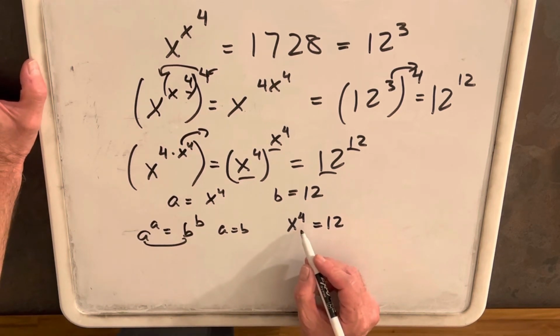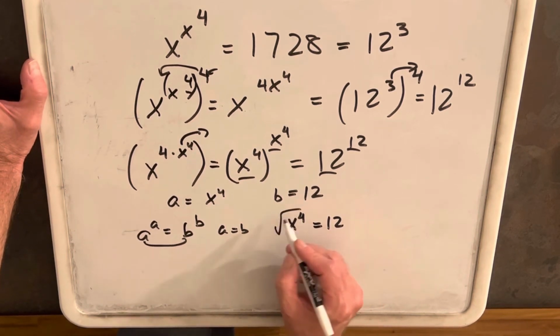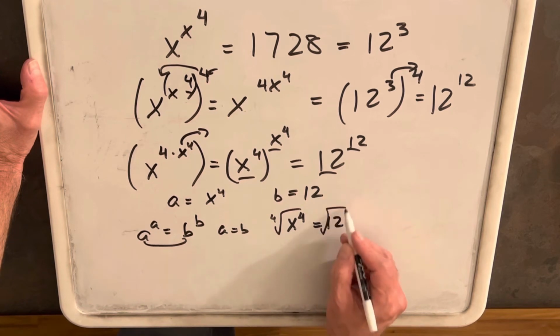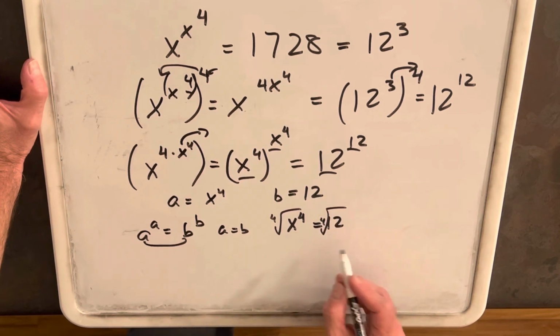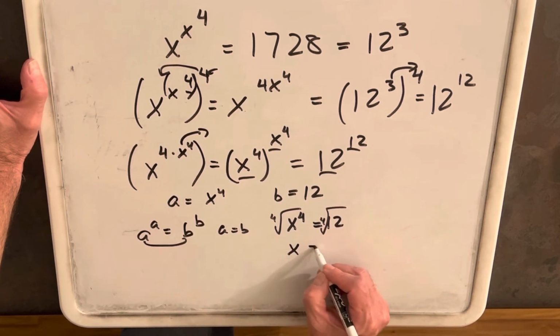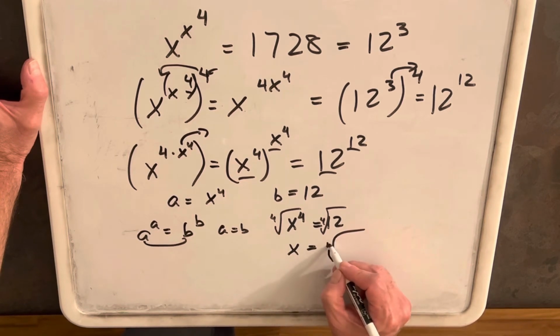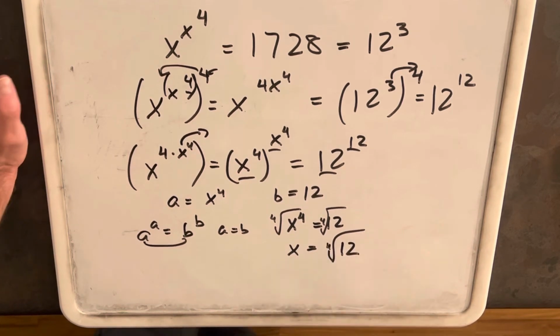But then to solve for x, we can just take the fourth root on both sides. I should have given myself more space. And that's going to give us x equals the fourth root of 12.